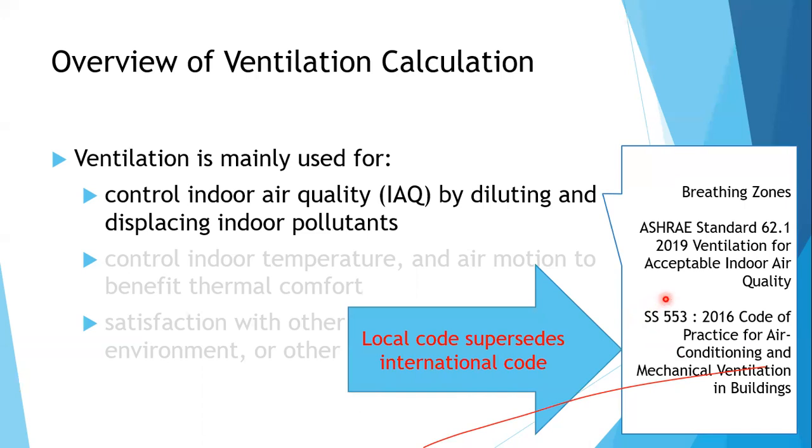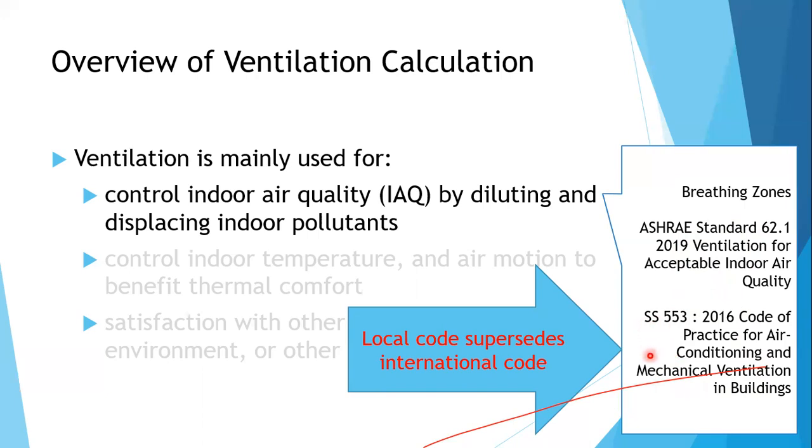Whenever possible, always use the local codes. If the local codes don't allow, or don't refer to, or don't say anything specific, then you can use your international codes. So in my case, the international code says only 30 LPS will do, but the local code says 150 LPS is needed. I must follow the local code of 150 LPS.